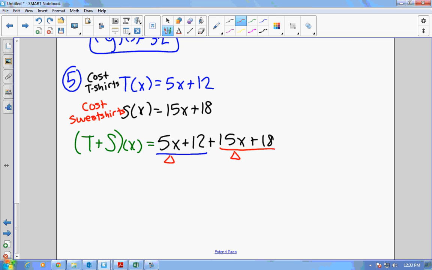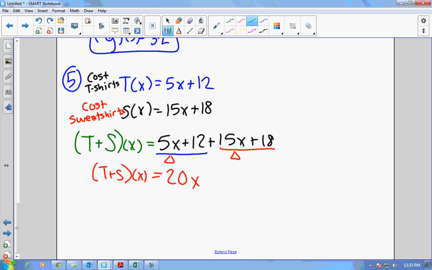5x's plus 15x's, Colby, is... Sorry, you should be happy. He was pointing to you. I chose him. Really? No calculators. 5 plus 15 x's. 20 what? 20x.